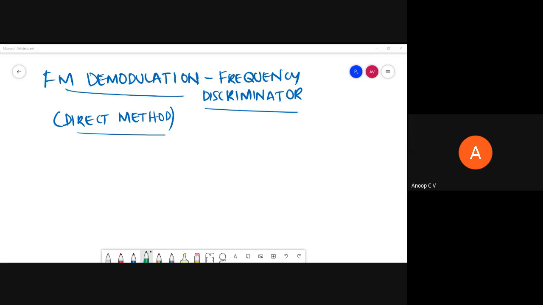Then I told you further that the obtained demodulated signal will have some DC bias, and in order to overcome that, we have to do some signal conditioning. Those are some of the basic things I've told. So in today's session, we are going to study the direct method, which is actually the frequency discriminator method, also called the balanced frequency discriminator, or ideal frequency discriminator.